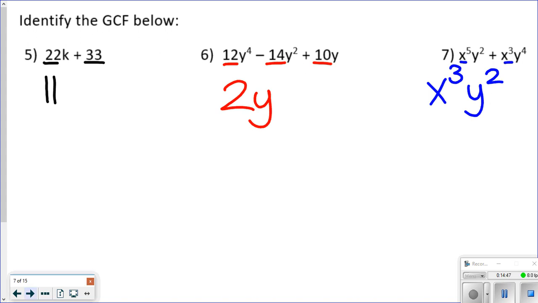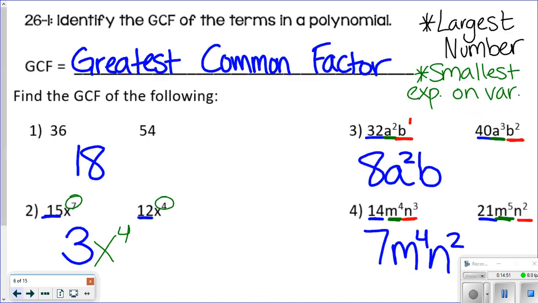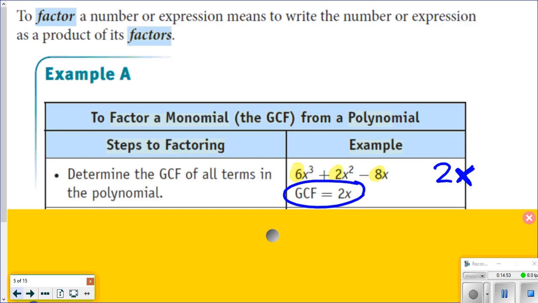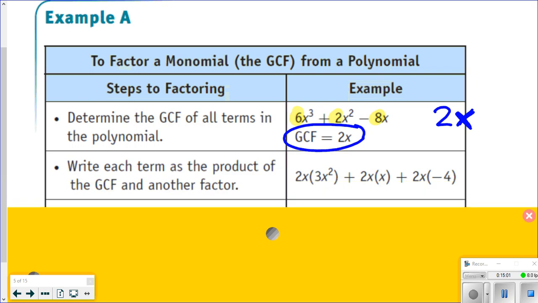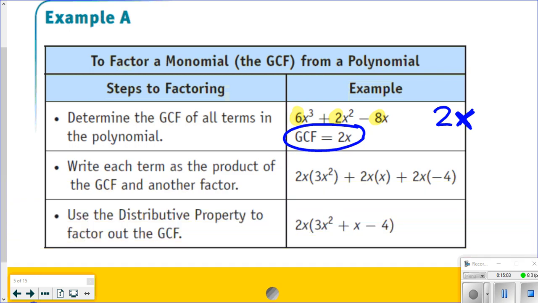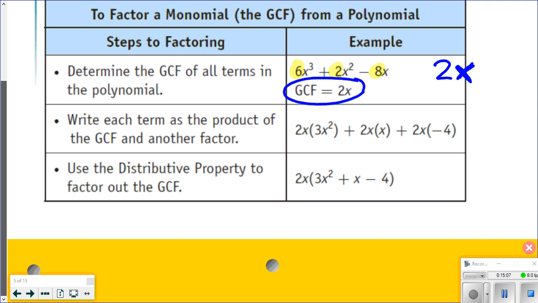Okay, let's actually learn how to pull it out now. So I'm going to go back to this example here in our book, and we're going to learn how to factor it out or pull it out. So I'm going to skip this middle step here, and I'm going to go to this bottom row here.